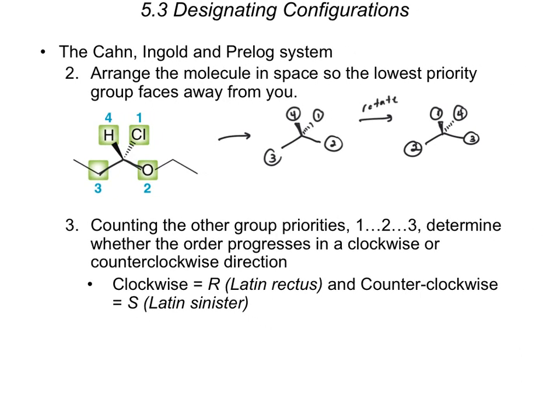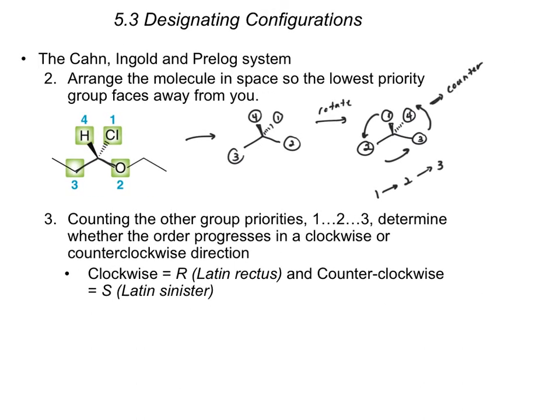Okay, so we prioritize, and then we rotate or manipulate the molecule so that 4 is on the dash. Now, we're going to ignore 4 entirely. So 4 goes away, just ignore it. And we ask, in going from 1 to 2 to 3, are we moving in a clockwise or a counterclockwise direction? Going from 1 to 2 to 3 for this molecule, we have to move in a counterclockwise direction. So we denote that with the configuration of S.